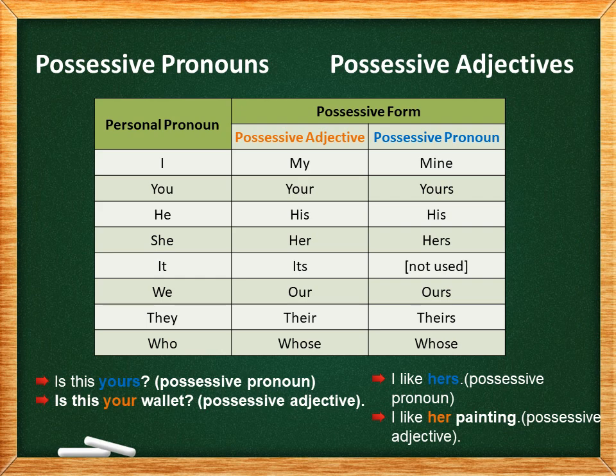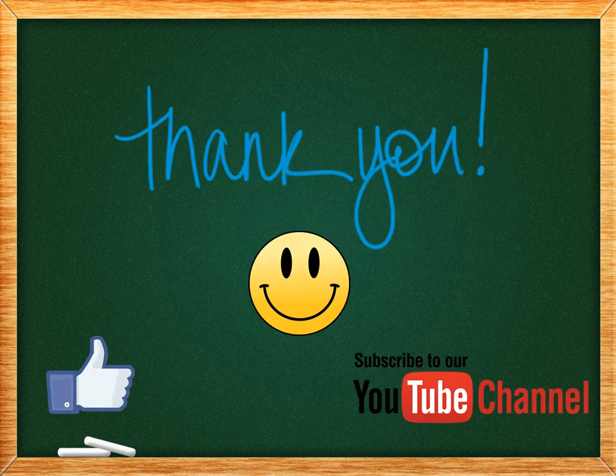When learning about possessives, it can be especially tricky, and it is definitely the case when you need to learn how to tell possessive adjectives and pronouns apart, because they can seem so similar. For example, is this yours? Yours is the possessive pronoun. Is this your wallet? Here is the version with the possessive adjective your and the noun wallet. I like hers. Hers is the possessive pronoun. I like her painting. Here is the version with the possessive adjective her and the noun painting.